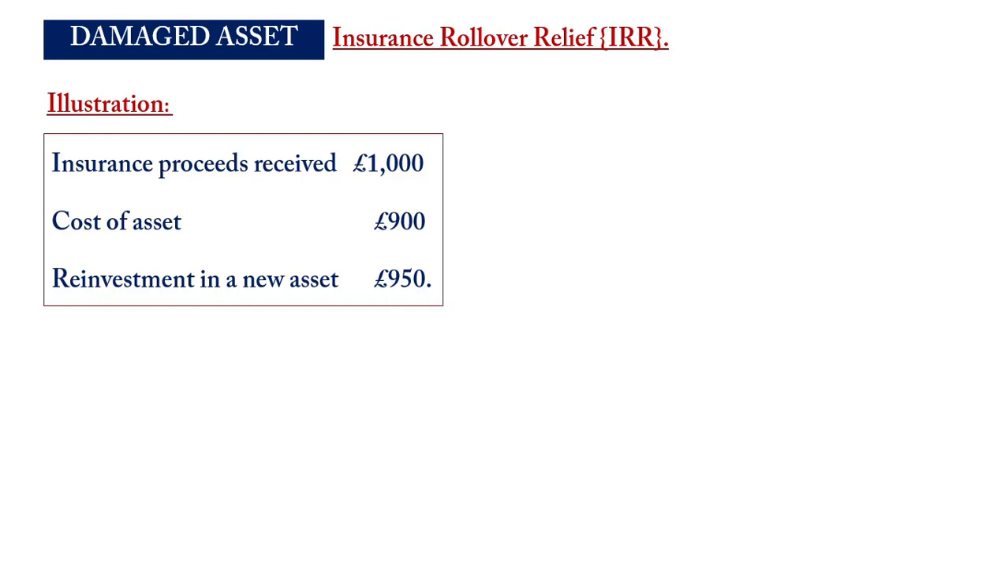So let's look at this. If the insurance proceeds received is £1,000 and the cost of the asset is 900, meanwhile the reinvestment into the new asset is 950. Under normal circumstances, the proceeds are £1,000 and the cost is 900, so there is supposed to be a gain arising of £100. Now, not all of this 1,000 was reinvested. We only reinvested £950 out of it, meaning £50 has not been invested.